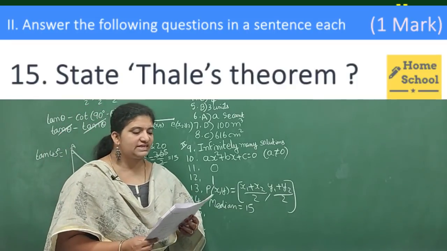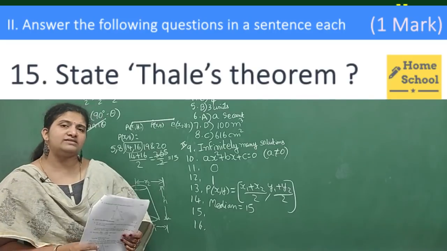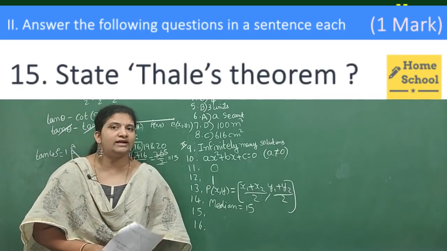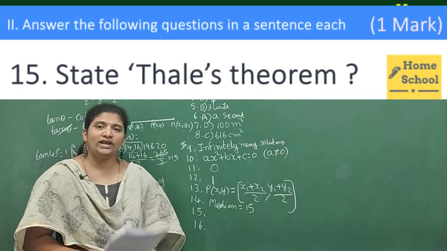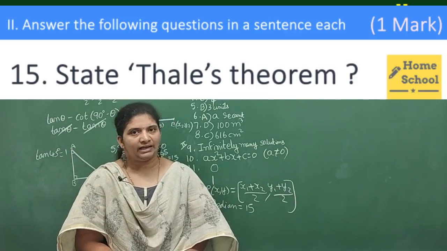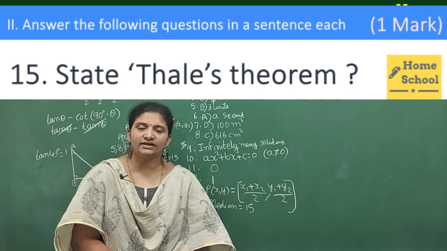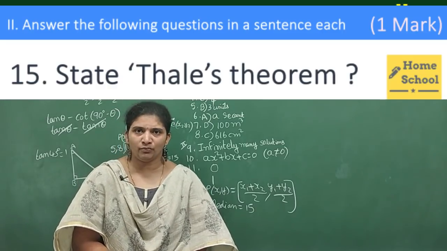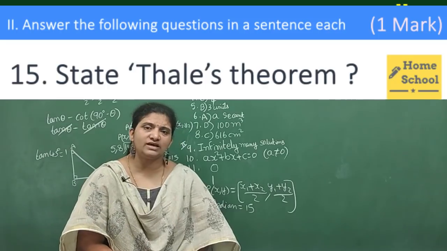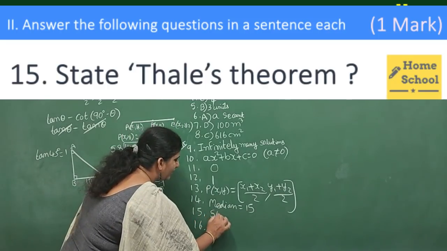15th one, state Thales theorem. Thales theorem is also called as basic proportionality theorem. State, only statement is enough. If a line is drawn parallel to one side of a triangle to intersect other two sides at distinct points, the other two sides are divided in the same ratio. 15th one, write the statement.